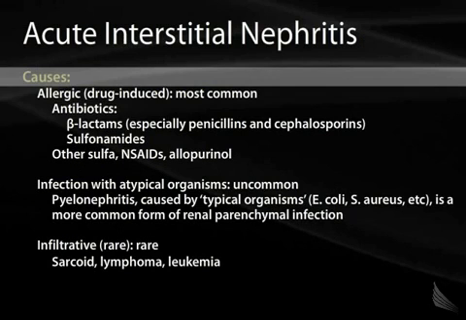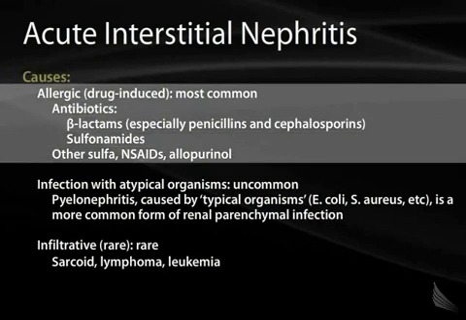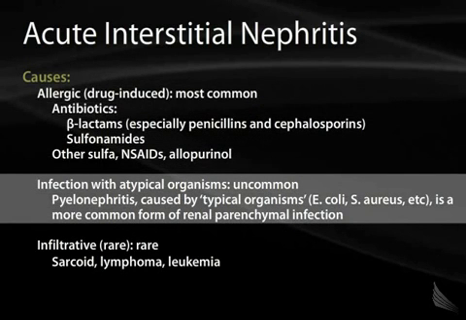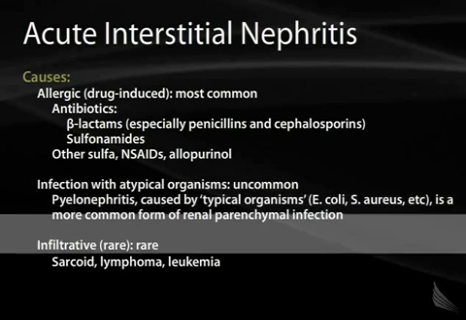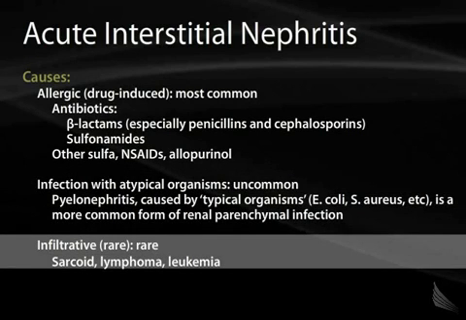Acute interstitial nephritis is another cause of intrinsic renal disease. The causes are varied, but include an allergic reaction, usually drug-induced, also infections with an atypical organism, although this is uncommon. Infections causing interstitial nephritis leading to renal dysfunction are much more common in the setting of a transplanted kidney. Rarely one can also see infiltrative diseases leading to interstitial nephritis. Perhaps most commonly, sarcoidosis can lead to a chronic interstitial nephritis.